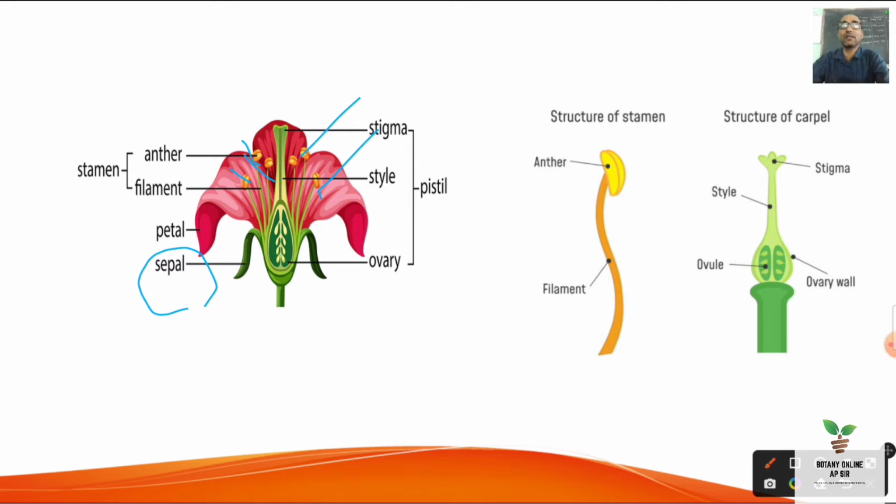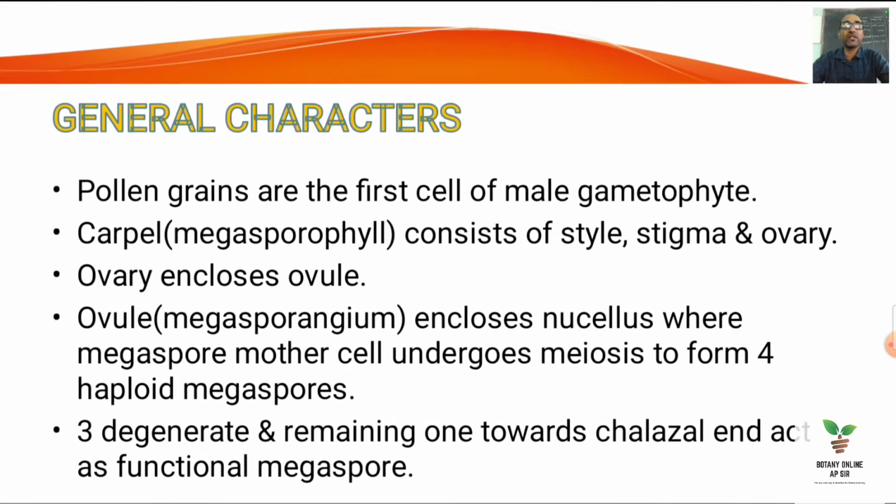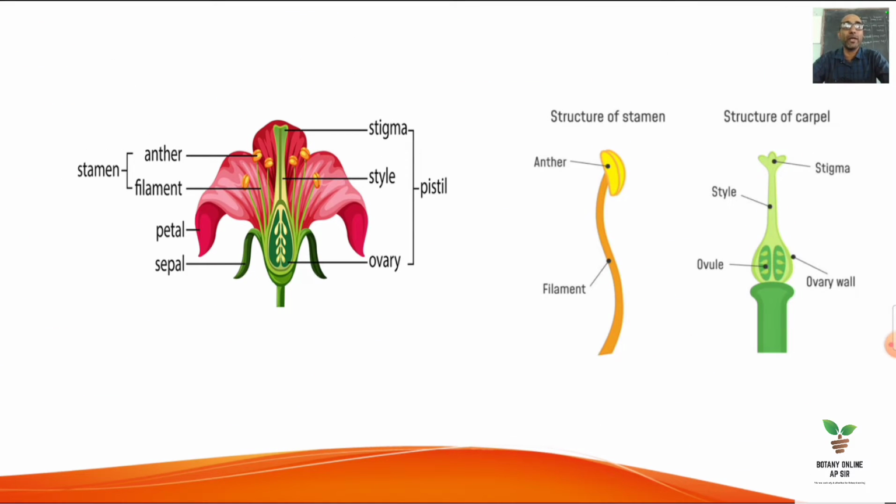So stamens are the individual units of your androecium, and as you can see here, the stamen consists of anther and filament. Then let us come to the gynoecium or pistil. The individual unit of gynoecium or pistil is called carpel. Now carpel consists of three important structures. What are those? Stigma, style and ovary.